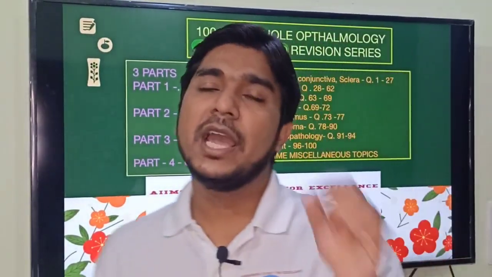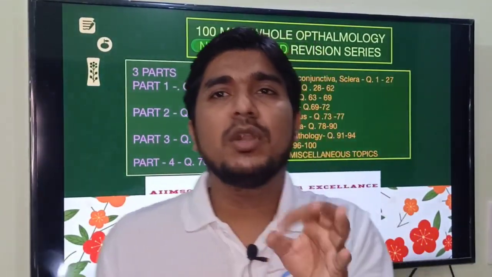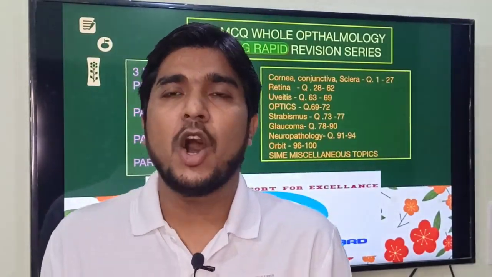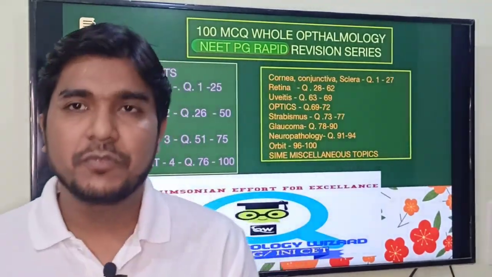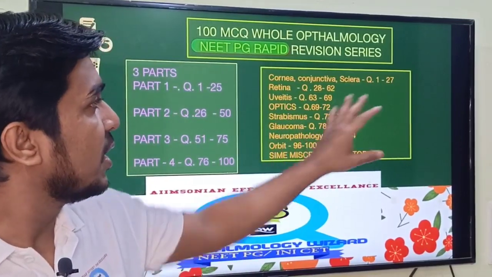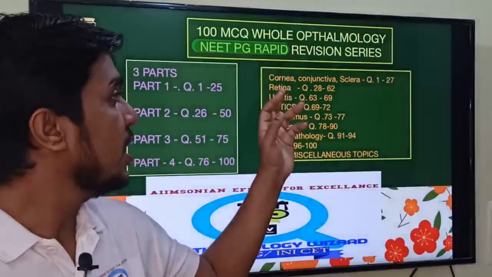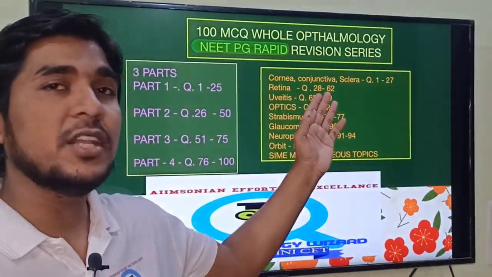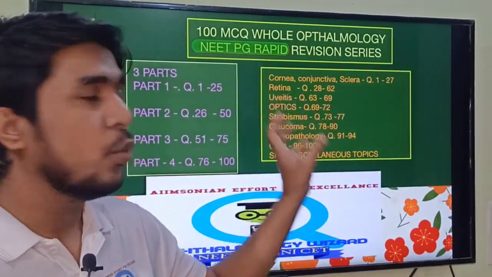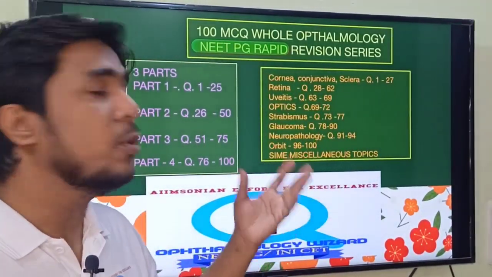But if you still don't have so much time to spend on ophthalmology and you want to go for a particular topic like cornea, conjunctiva, retina, neuro-ophthalmology, glaucoma, orbit, then we have an option for you. I have collectively devised this, that from question number 1 to 27 I have discussed the cornea, conjunctiva and sclera. Retina has been discussed in question numbers 28 to 62. The rest of them you can see here, the numbers of the questions where I have discussed the separate topics. You can directly jump over to those topics and start your revision.